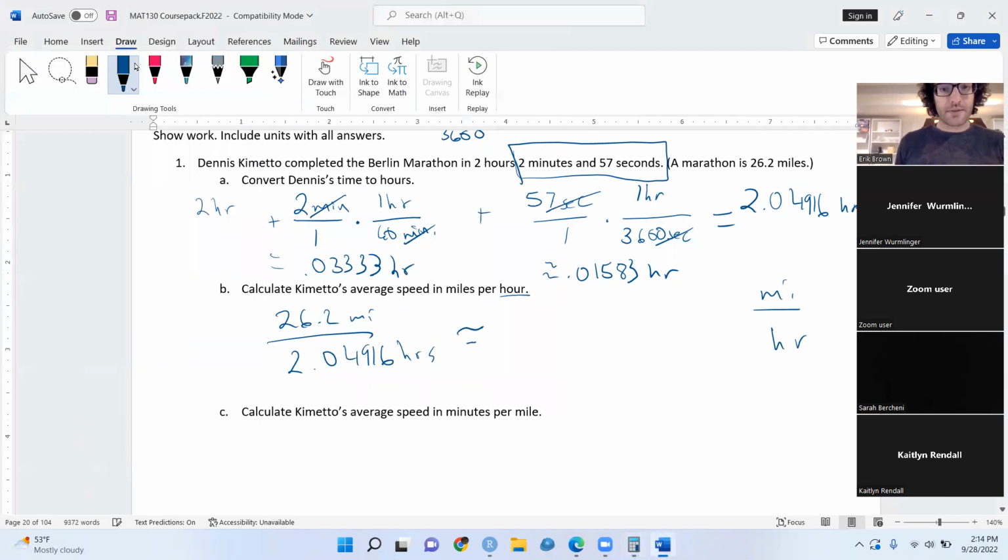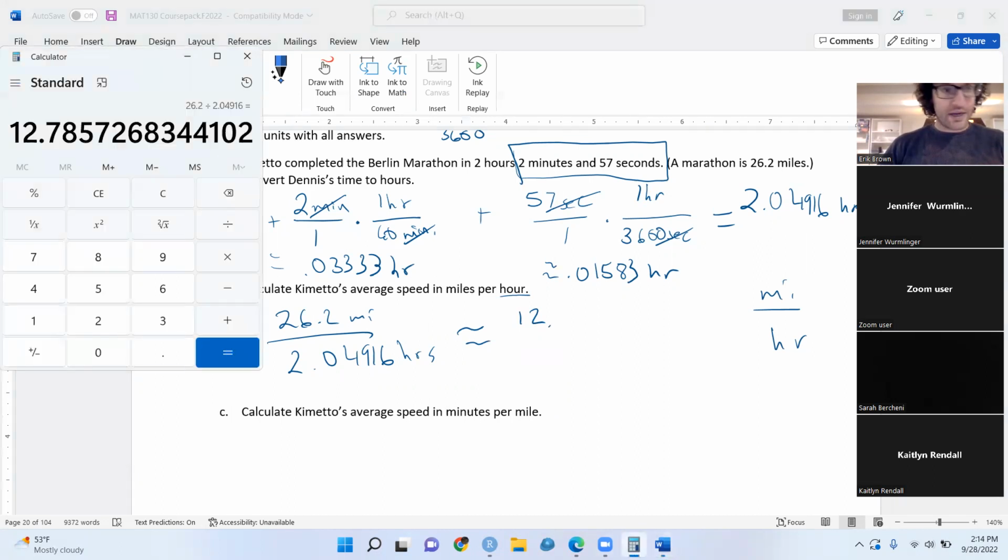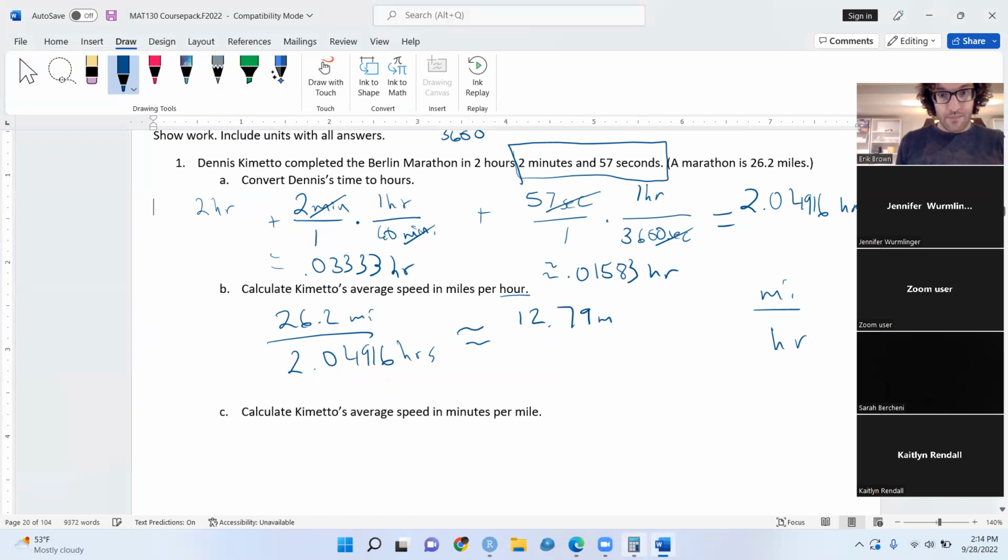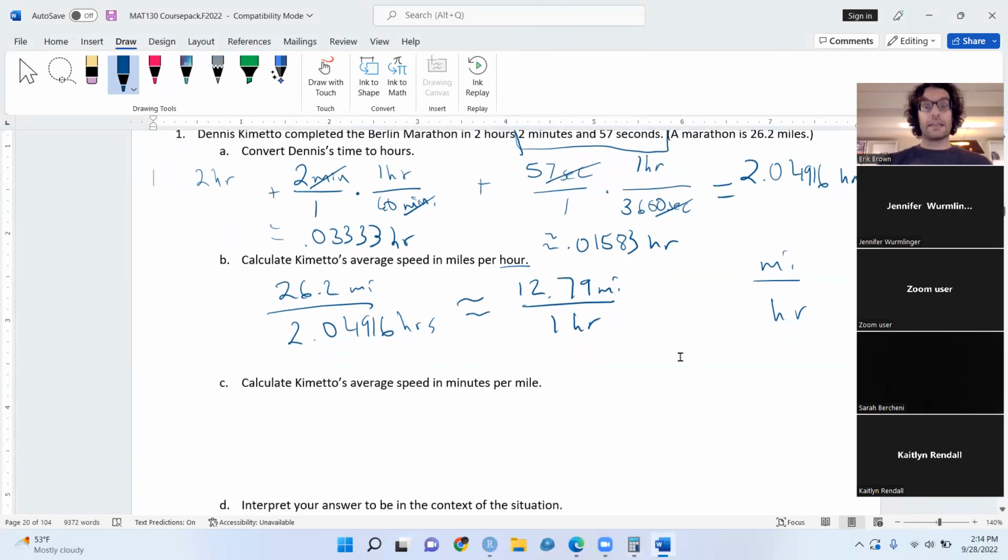Look at how fast this guy was going. Does this blow your minds? He was running at a rate of 12.79 miles per 1 hour. And he did that for 2 hours, 2 minutes and 57 seconds. He did that straight. That was his pace. Now, there might have been some points where he ran a little bit faster, like right at the end when you can smell the end zone or whatever, or maybe he just paced himself and that was the speed he went the whole time. But that's crazy.